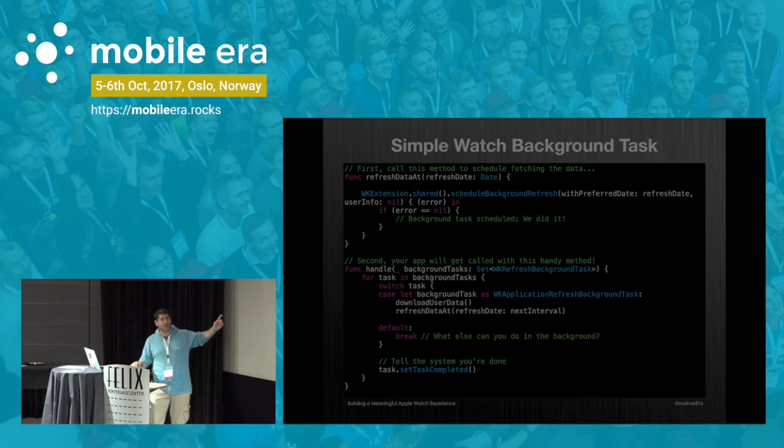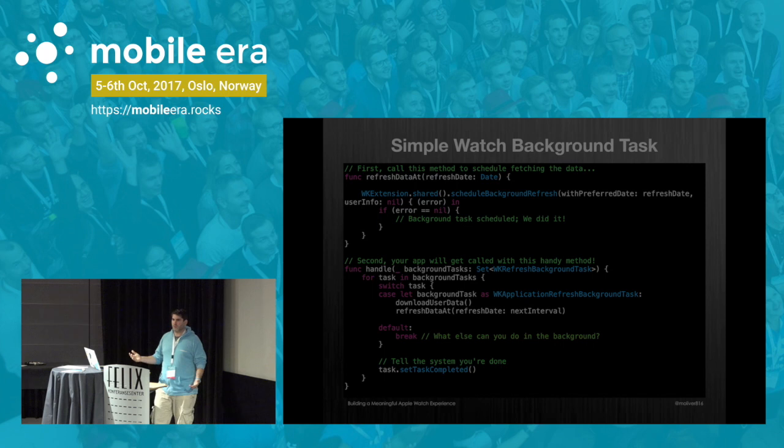Code, hopefully helpful. So if you want to do a simple watch background task, this is basically all you need. The top method I make just as a convenience method to kind of hide the complexity of this schedule background refresh method on the WKExtension. Once you have scheduled an actual background refresh, the method that will get called in your watch code is this handle background task method.